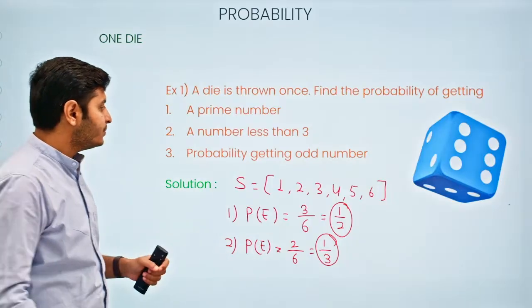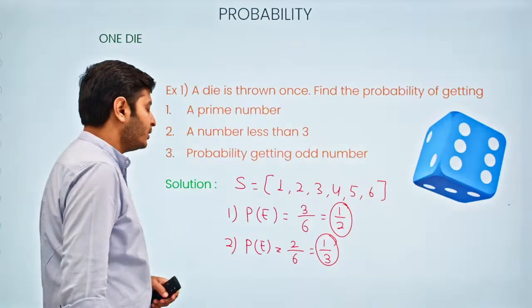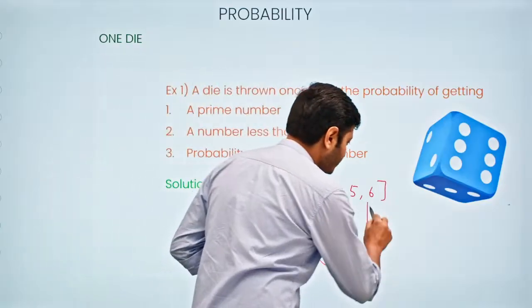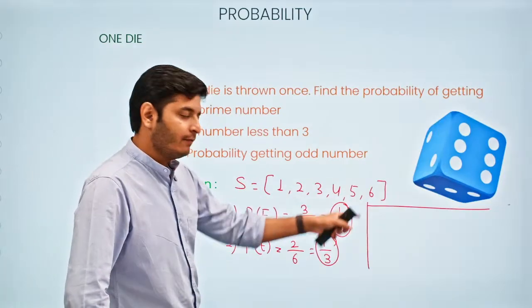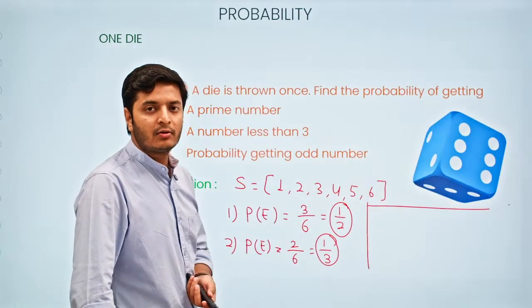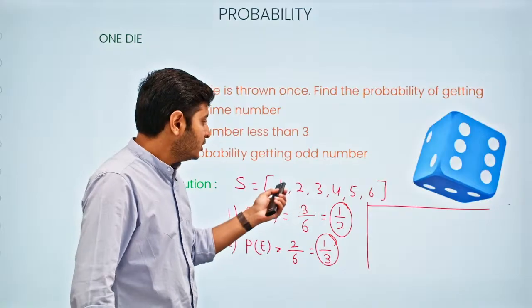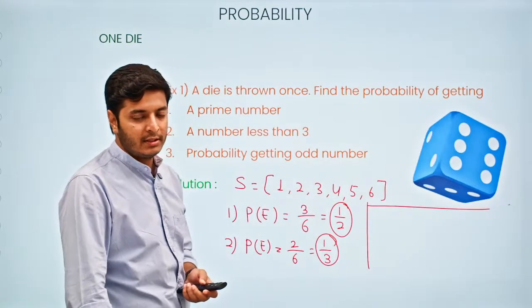The third one is probability of getting an odd number. What is the probability of us getting an odd number? How many odd numbers are there? 1, 3 and 5. Correct? The numbers which are not divisible by 2 are odd numbers. So 1, 3 and 5. There are 3 such numbers.